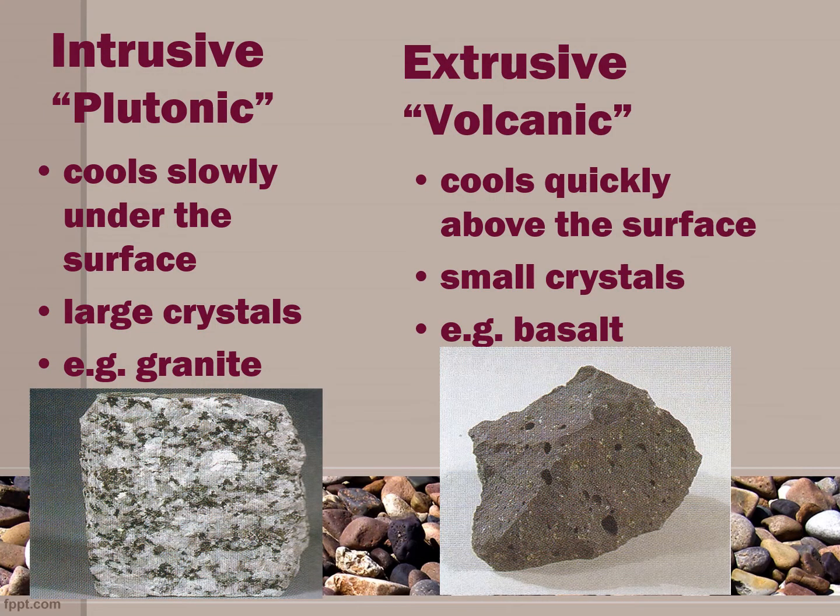The comparison now of intrusive plutonic igneous rocks and the extrusive volcanic igneous rocks. So for intrusive, it cools slowly under the surface. It does have large crystals, for example, your granite. While the extrusive or volcanic igneous rocks cool quickly above the surface and are composed of small crystals. Usually your example is basalt.